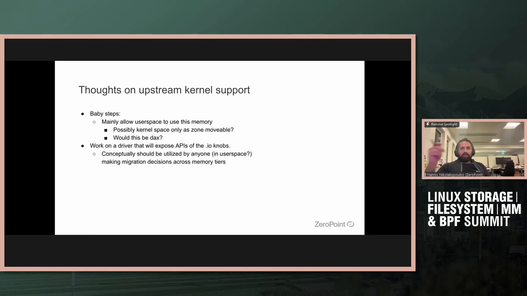Yeah, I mean, zswap by default means that we are talking about unmapped pages that are on the swap out path.